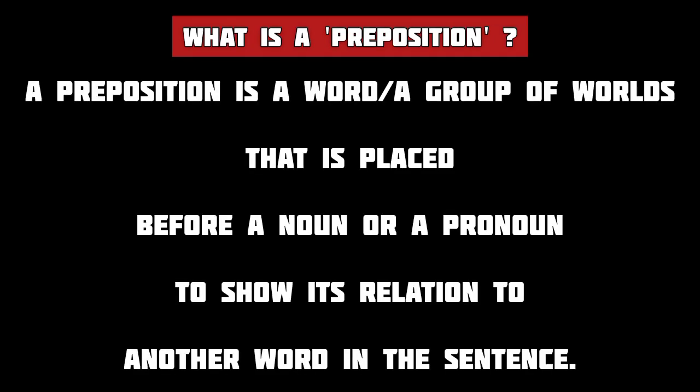But what is the definition of a preposition? Well, a preposition is a word that is placed before a noun or a pronoun to show its relationship with some other word in the sentence. In other words, a preposition comes before a noun or a pronoun in the sentence and shows the relationship of the noun or the pronoun before which it comes with some other word in the sentence.